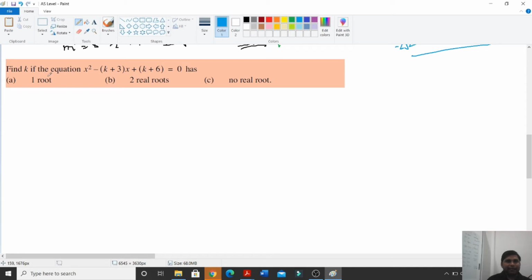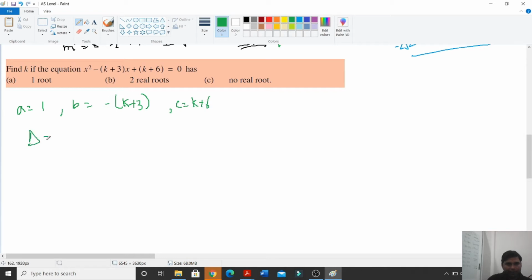Now the next question. Find k if the equation x square minus (k plus 3)x plus (k plus 6) is equal to 0 has one root. So one root means one solution, right? And for one solution, discriminant is equal to 0. So we'll first find out the discriminant, and for that let's write down the a, b, c. So a is 1, b is minus of (k plus 3), and c is k plus 6.